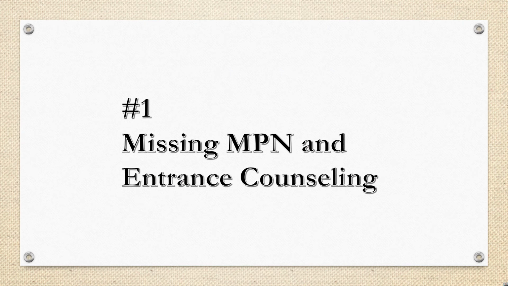And the number one most common reason aid fails to disperse is missing the promissory note and entrance counseling. The promissory note and entrance counseling is by far the most common reason why aid fails to disperse, okay? Remember when we said you need to read that full award notice? Part of that fine print at the bottom tells you that your journey is not complete. You still need to complete the promissory note and entrance counseling, okay?